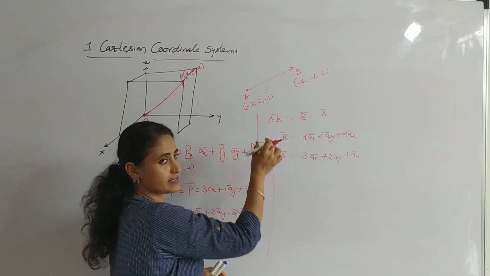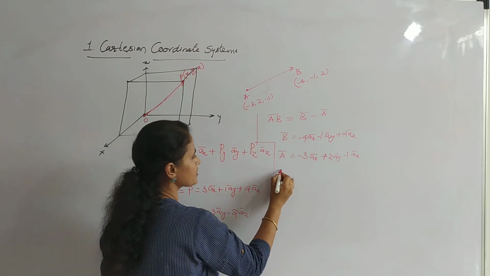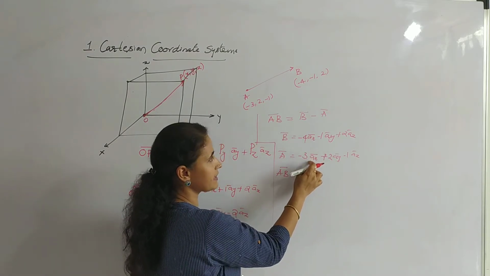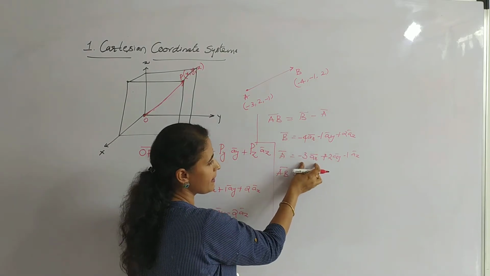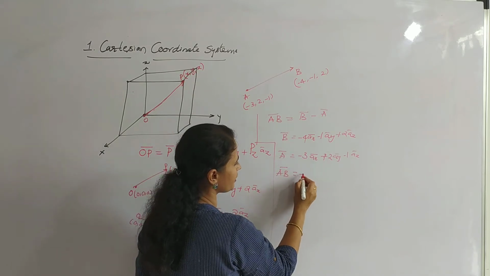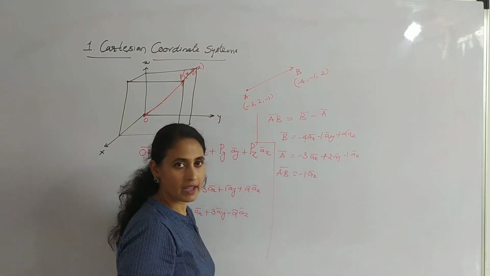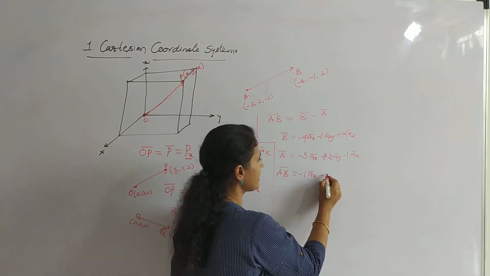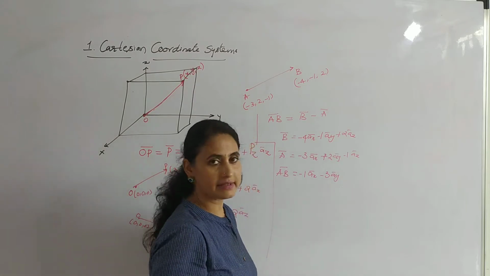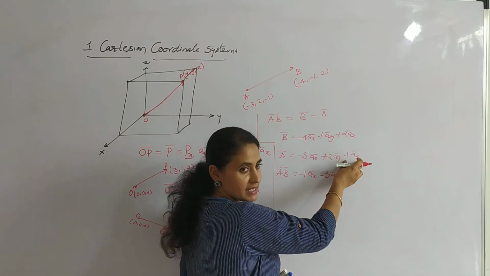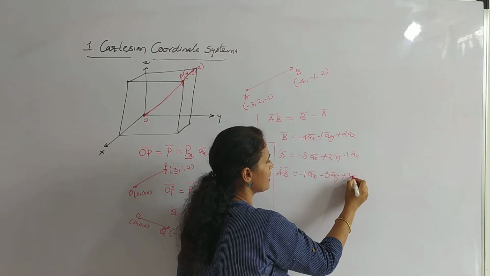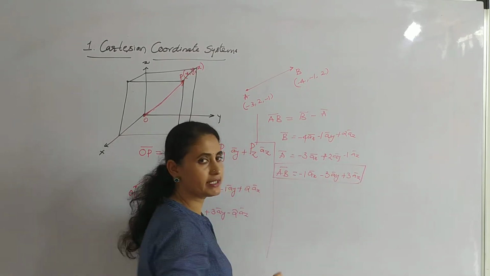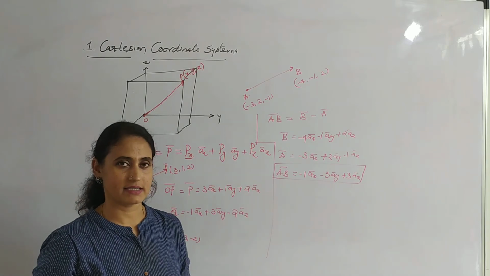To obtain the distance vector AB bar, we need to subtract. AB bar is given by B bar minus A bar: -4ax minus of -3ax, so it is -1ax, and -1ay minus 2ay, it is -3ay, and 2az minus of -1az, so this is 3az. Now this is the distance vector between the points A and B in a Cartesian system.